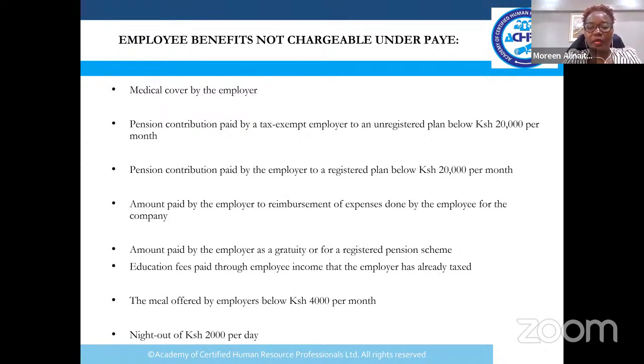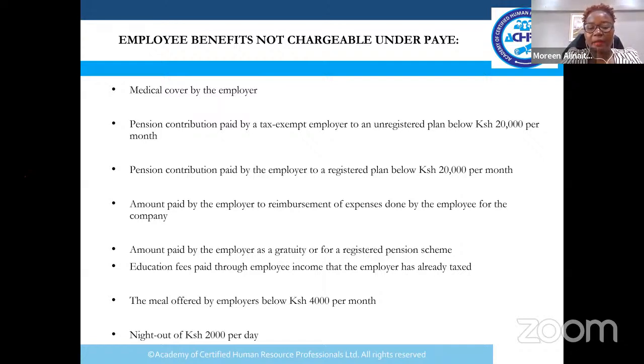Amounts paid by the employer to reimburse expenses done by the employee for the company are not subject to PAYE. Amounts paid by an employer as gratuity or for a registered pension scheme are not subject to PAYE. Education fees paid through employee income that the employer has already taxed is not subject to PAYE.